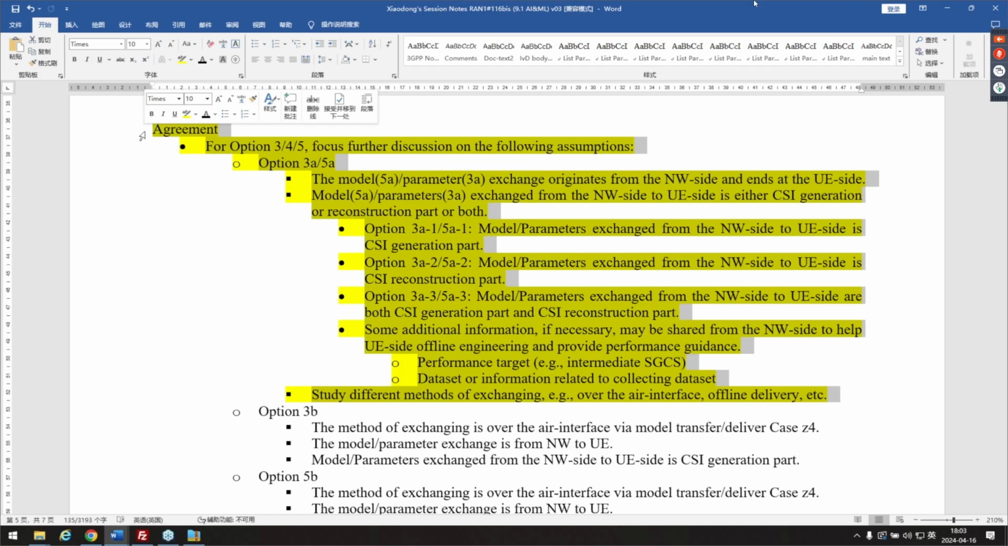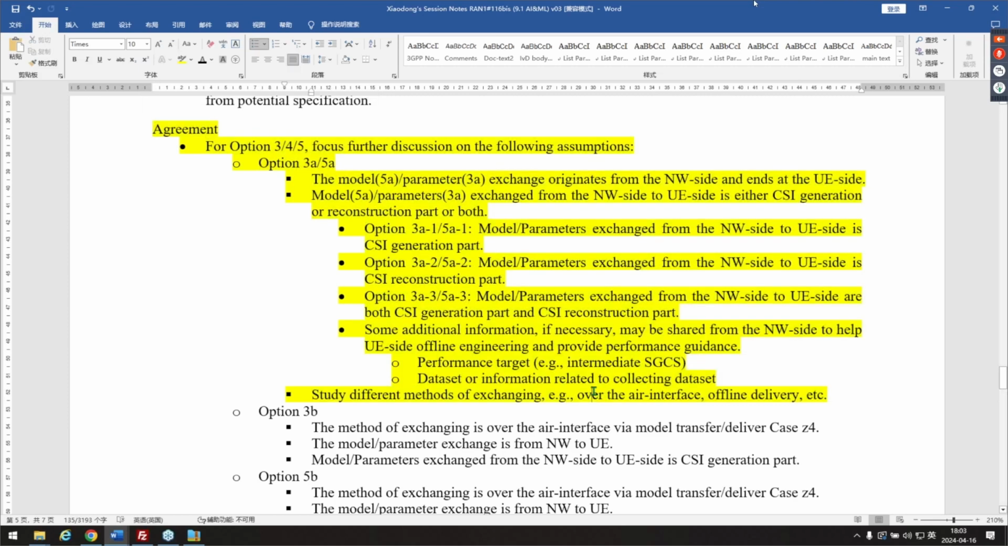Yeah, so I think what Ericsson is proposing is just a clarification that the intermediate SGCS here means the SGCS of the encoder and decoder combined. I think that's how we use the term. So I don't think we need any modification here. It's just a clarification of what that means. SGCS refers to the SGCS of the encoder and decoder combined. I think that's a common understanding. Just wanted to clarify that.